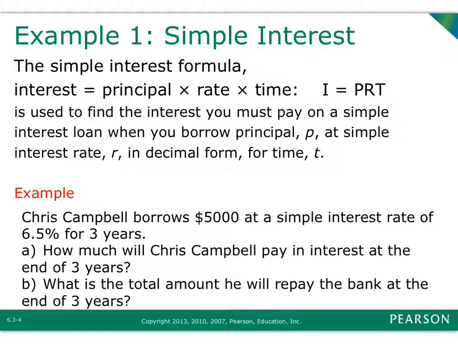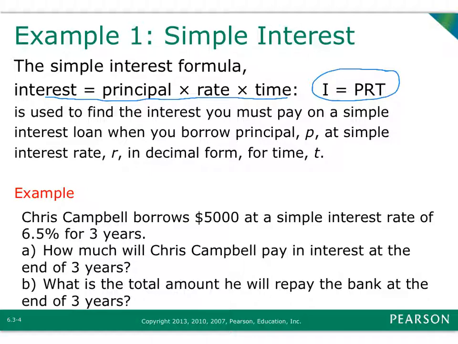So our first example is simple interest. The simple interest formula is interest is equal to principal times rate times time. And so we have the following formula: I is equal to PRT. It is used to find the interest you must pay on a simple interest loan when you borrow principal P at an interest rate R in decimal form for time T. We assume that the rate is annual.